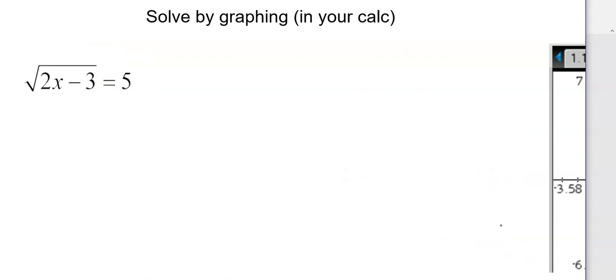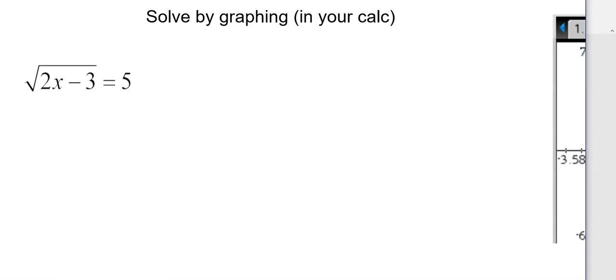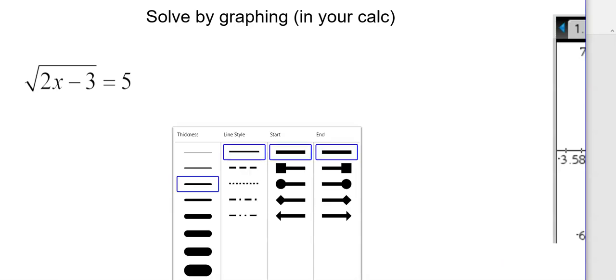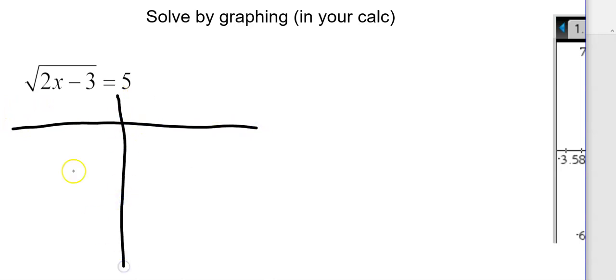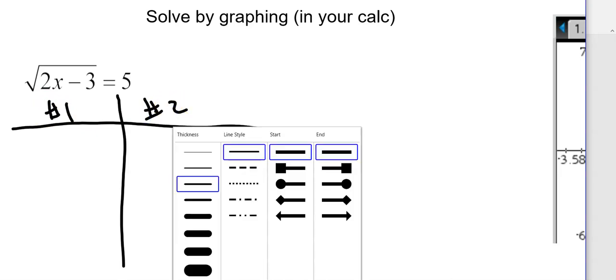Solve by graphing in your calculator. So you really have two methods here. I'm not sure which one you like. So I'm going to say there's two methods: method number 1 and method number 2. I'll show you both and you can decide which one you like. I think a lot of people like it's just solving for x here.